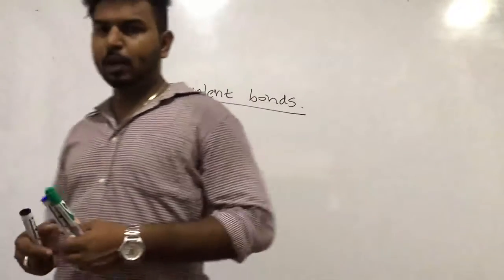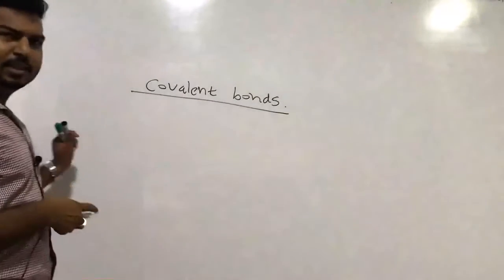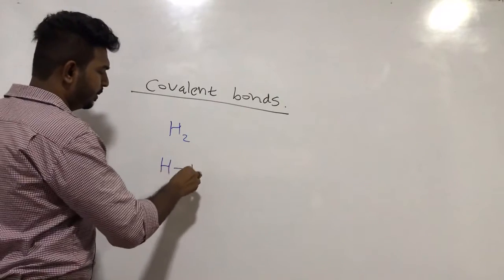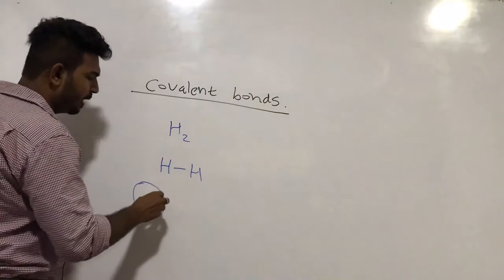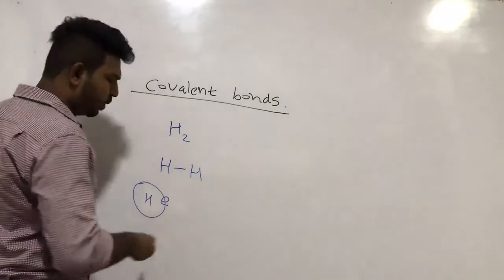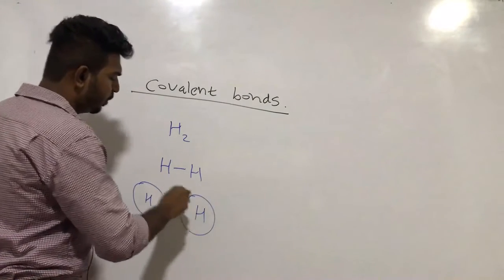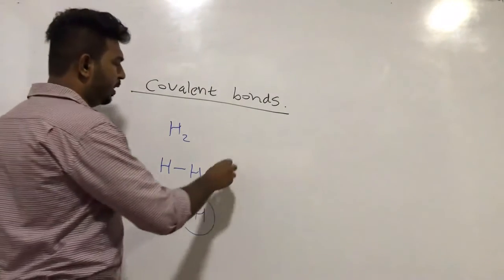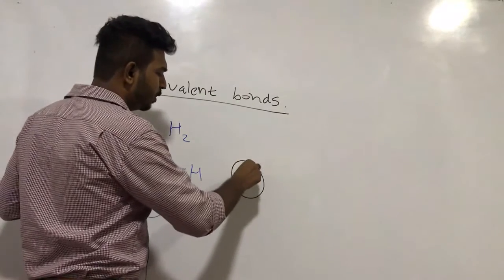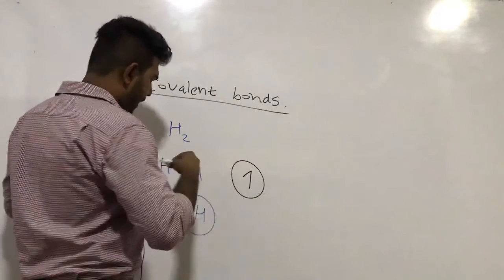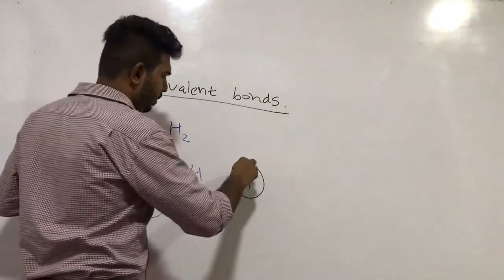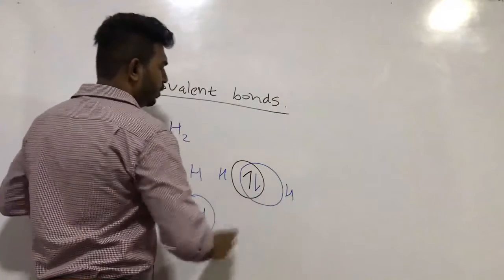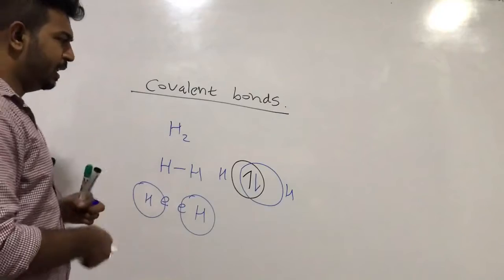So let's consider some molecules. Let's consider the molecule of hydrogen today. If we consider hydrogen atom, we know that there is one electron in the outermost shell. The H atom has a spherical orbital. So there is one electron, and it will be overlapped with the other orbital of the hydrogen atom. So hydrogen will linearly overlap.